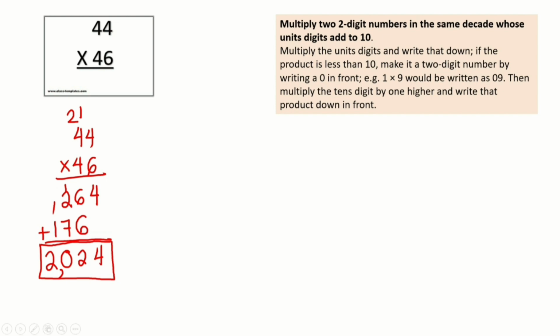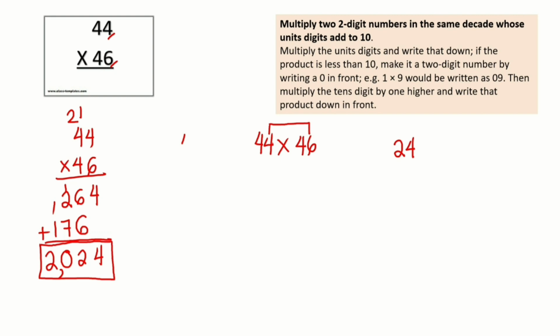So this example, we have 44 times 46. It is actually a 2-digit number in the same decade, meaning they have the same tens digit, and the unit digits add to 10. So notice that 4 and 6 add to 10. So we're going to use this step. First is you will multiply the unit digit. So we have 44 times 46. So multiply the units digit or the ones digit. So 4 times 6, that is 24.